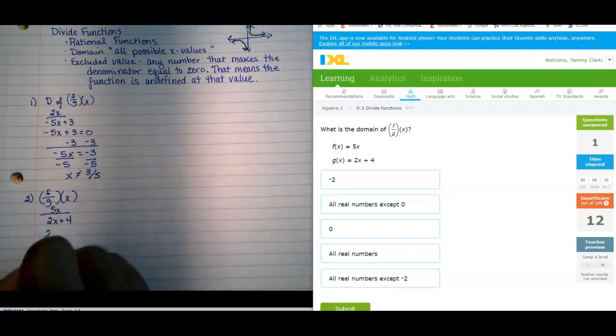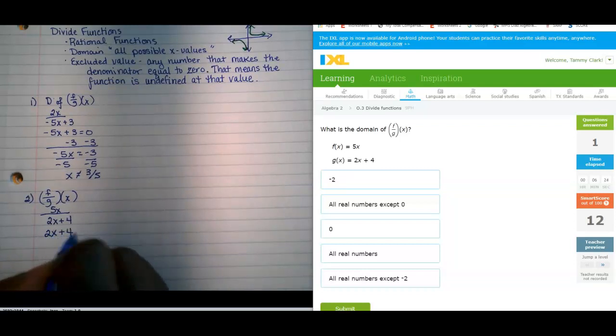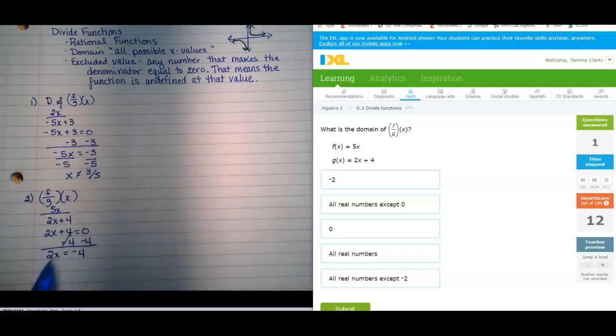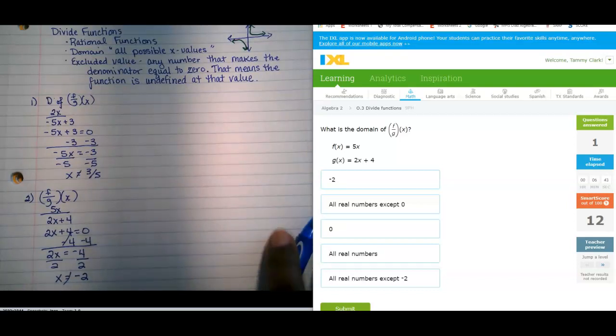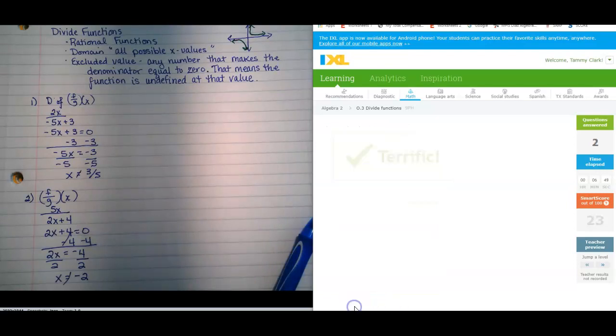All right, so we've got 2x plus 4. Set that equal to 0, because again, we're trying to find where the function is undefined. Well, I've got 2x equals negative 4, divided by 2 on both sides. X is equal to negative 2, meaning the function is undefined at that point. So x can't be negative 2, but it can be everything else. So our answer would be all real numbers except negative 2.